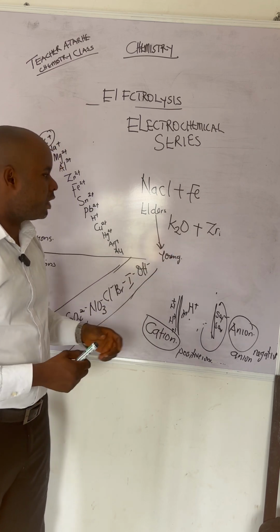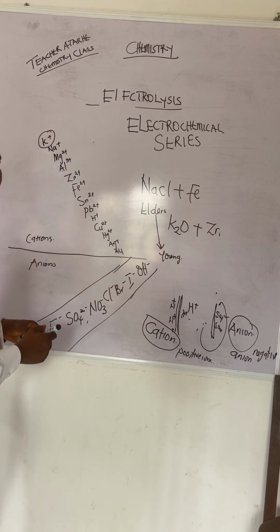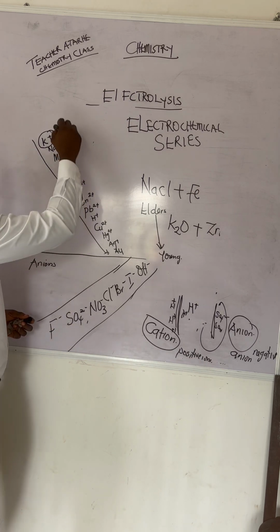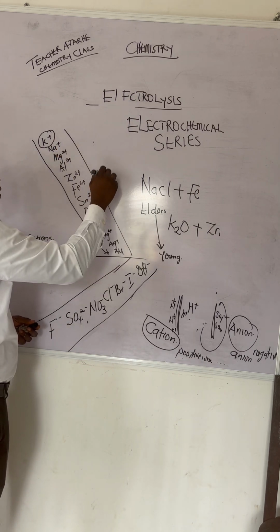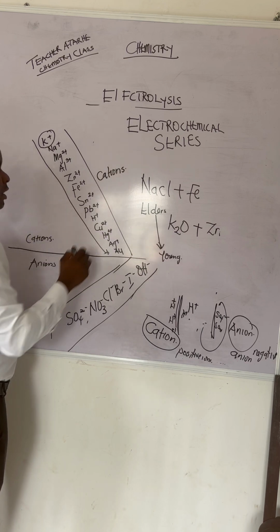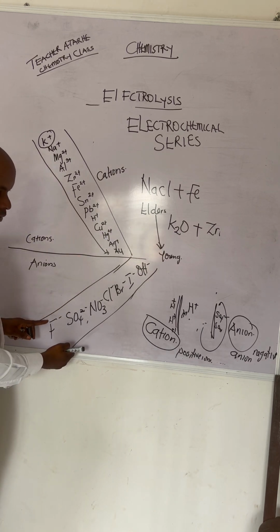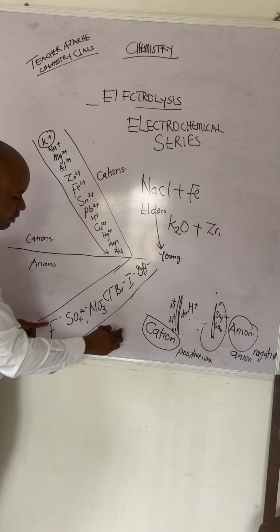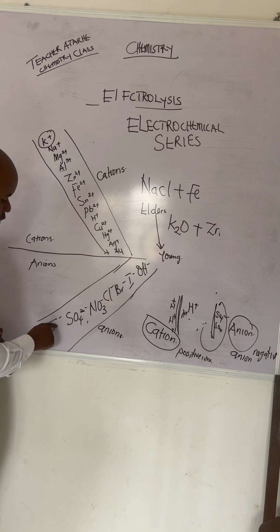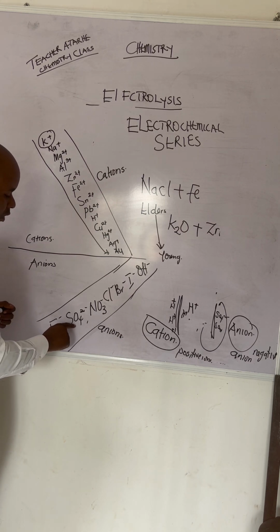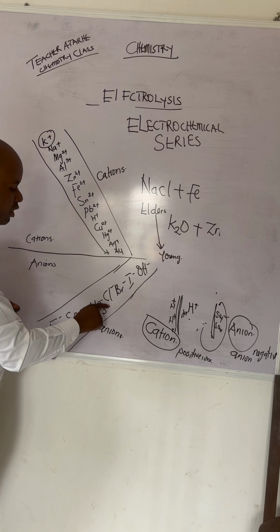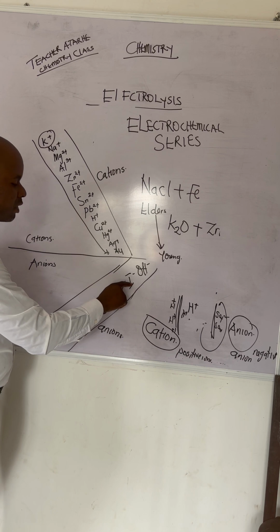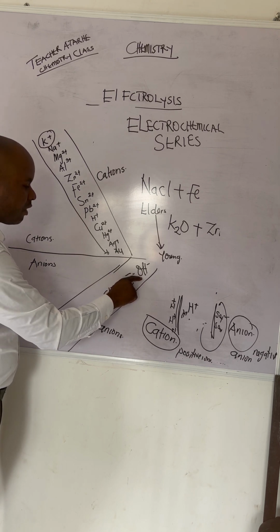So what am I trying to say? These ions are arranged according to their reactivities. This part of the ions, as I've said, are known as cations. Here you come to the negative side of the table. These ones are known as anions because they are negative. So fluorine is stronger than sulfate. Sulfate is stronger than nitrate. Nitrate is stronger than chloride. Chloride is stronger than bromide. Bromide is stronger than iodide, and then hydroxide.